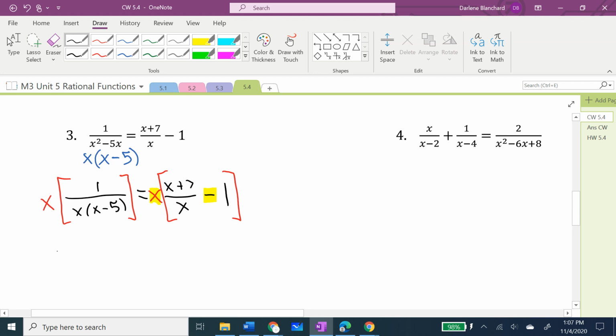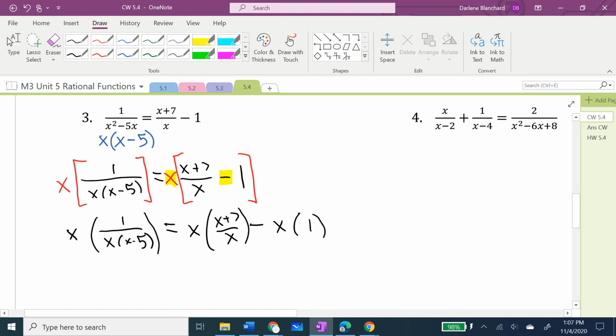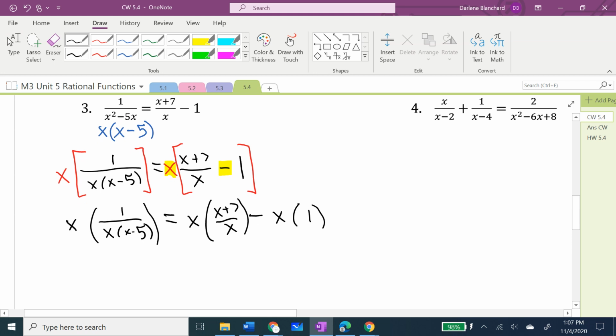So I'm going to rewrite, and x multiplies by the x plus 7 over x, and then I continue to distribute it, and it multiplies to the 1 that is being subtracted as well. Some of you may see right here that you can cancel the x's. I'm going to put in a little bit more work just to make sure for those of you who don't see it. I can make x a fraction by putting it over 1. And then when I multiply fractions, I'm multiplying across the top, and that will give me x. And I multiply across the bottom, which will give me x times x minus 5.